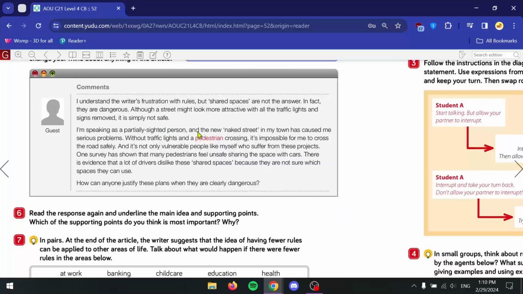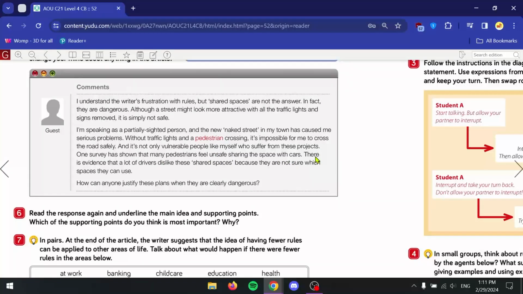Partially sighted person. It has caused serious problems. Without traffic lights and a pedestrian crossing, it is impossible for me to cross the road safely. And it's not only vulnerable people like myself who suffer from these projects. One survey, this is one more point, has shown that many pedestrians feel unsafe sharing this space with cars. Okay, so this is another point.